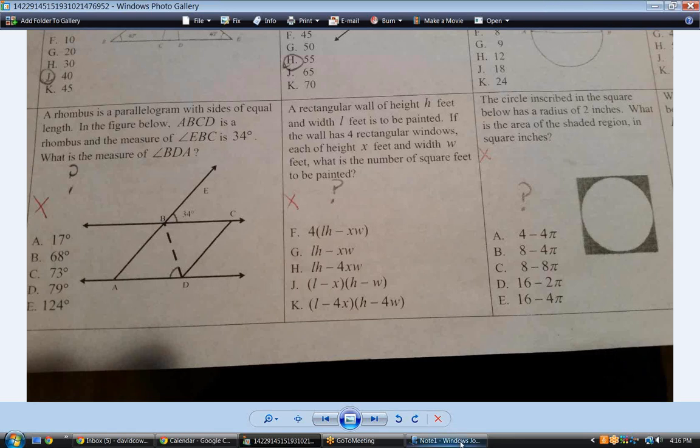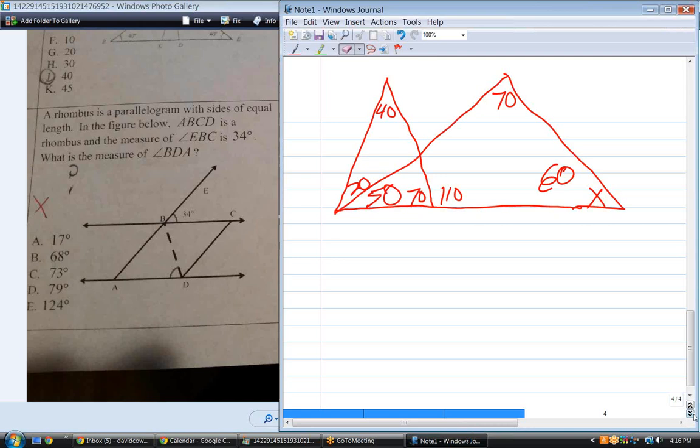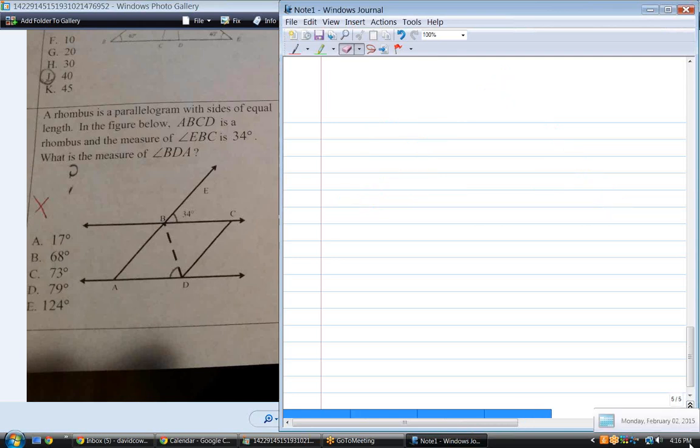So let's look at these bottom 3 problems. A rhombus is a parallelogram with sides of equal length. In the figure below, ABCD is a rhombus, and EBC is 34 degrees. What's the measure of angle BDA? This angle right here.